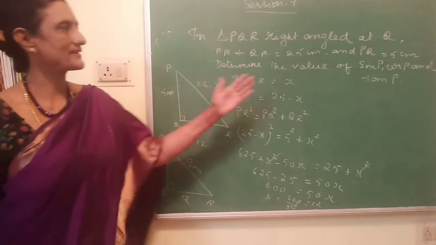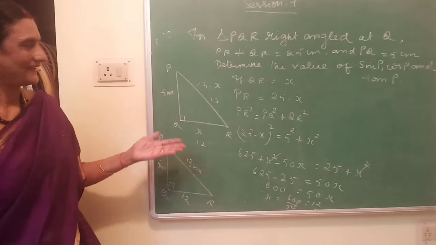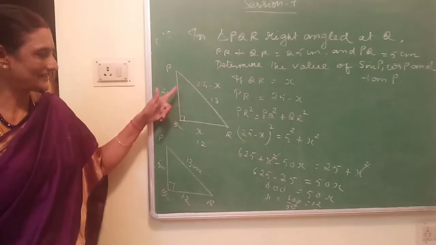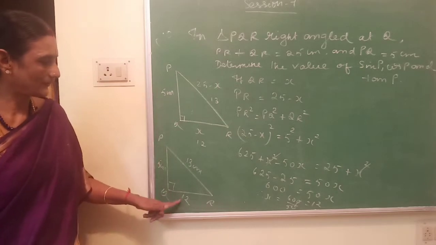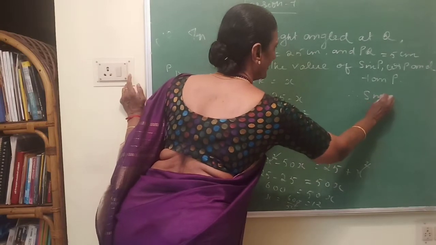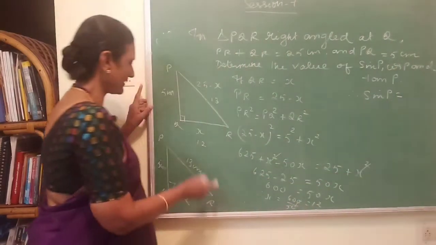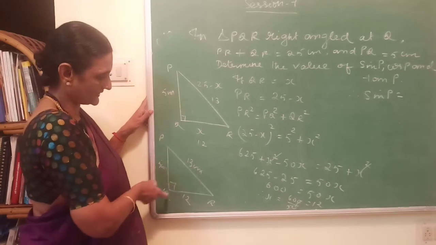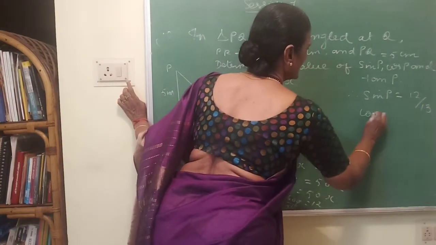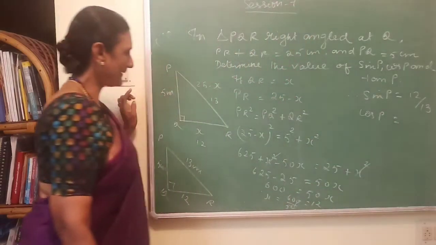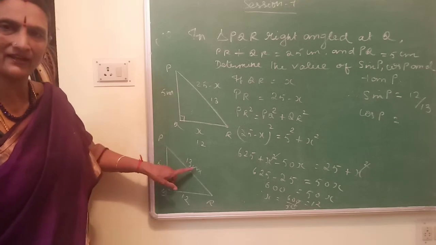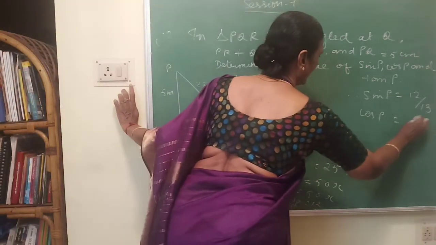The second part is we have to find out what is sin P. What is sin P? P is here. We have placed it here. Then opposite divided by hypotenuse. Therefore, from the figure you read out, what is sin P? It is opposite by hypotenuse, that is 12 by 13. Now what is cos P? Cos P is adjacent divided by hypotenuse, that is 5 by 13.